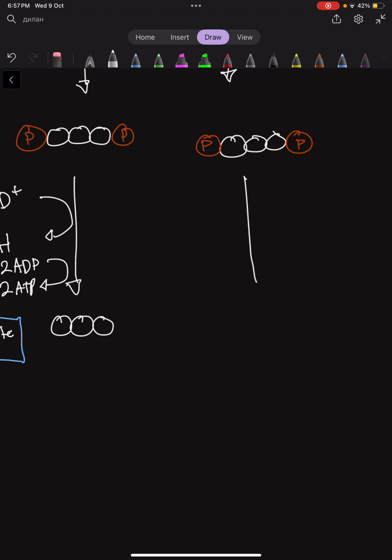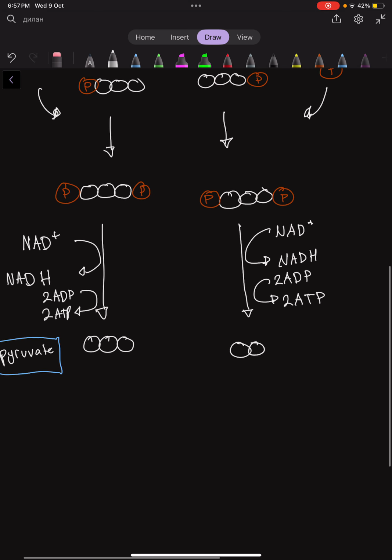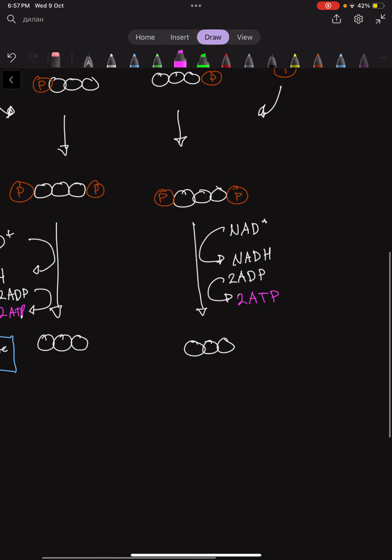The same thing happens here. Okay, NAD plus gets reduced, and 2 ADPs snatch these phosphates and become 2 ATPs. Now, another mark scheme point to mention is how many ATPs do we have here? We have 2 ATPs here. We have 2 ATPs here. Okay, so we've got 4 ATPs. We've just produced 4 ATPs.